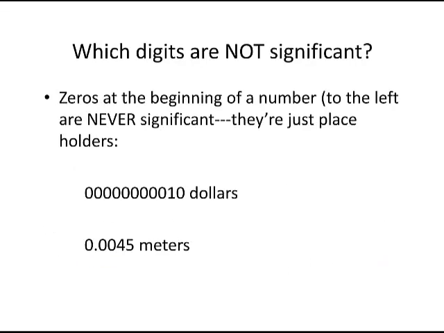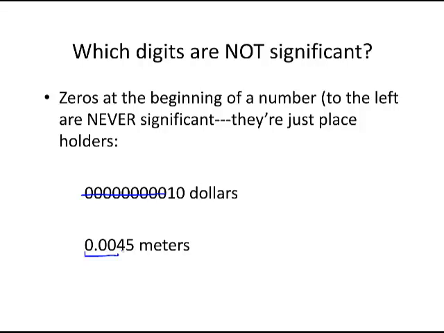On the other hand, zeros which lie to the left of the last non-zero are never significant. They're just placeholders. If we're reporting a decimal value, these may be necessary. Now, they're not necessary on this first one. Those are just goofy. On the second one, we do need these zeros to show us where the decimal point is. However, these zeros are not significant.